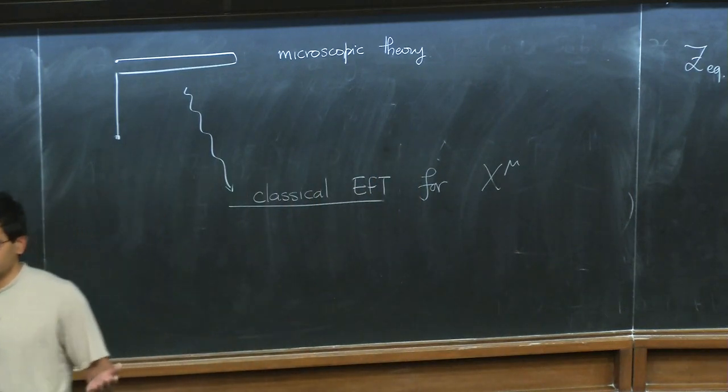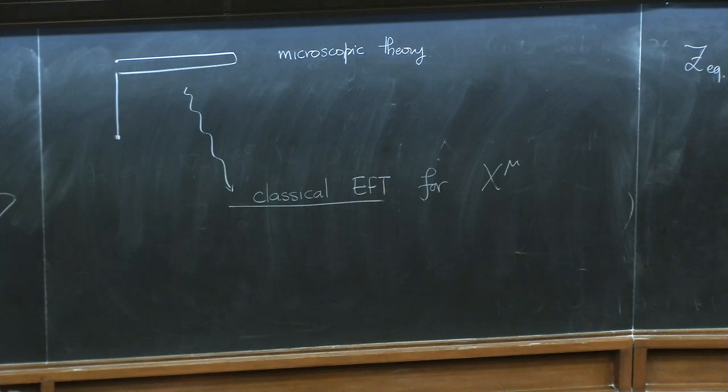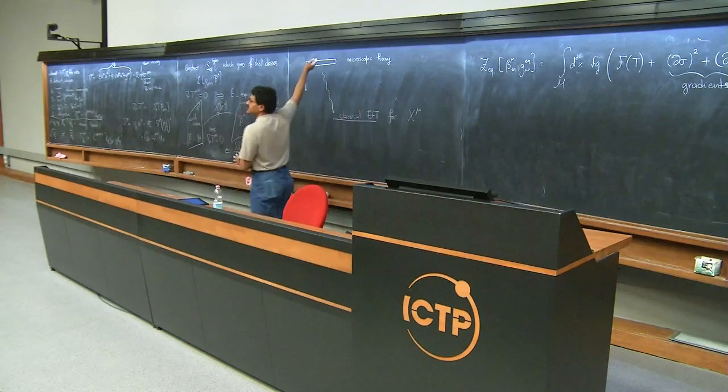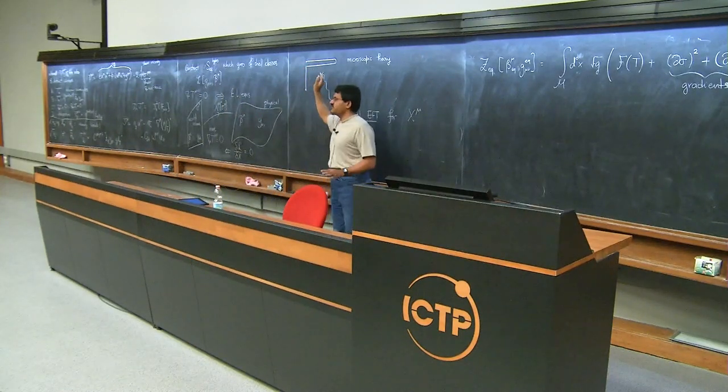So where did these x mu variables come from is the first question we should ask ourselves, because the microscopic theory had some maybe quarks and gluons. It didn't have x mu's. The x mu's are some emergent variables. They're like pions in QCD.